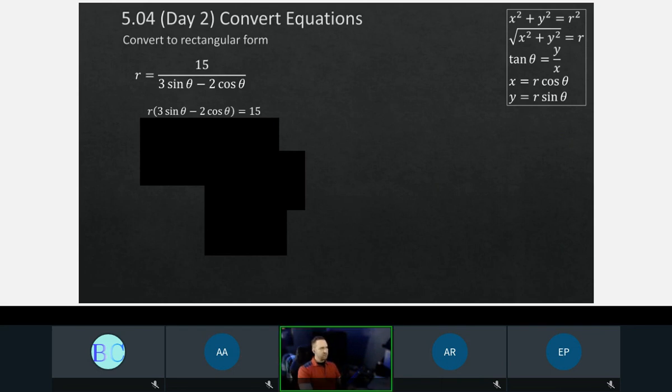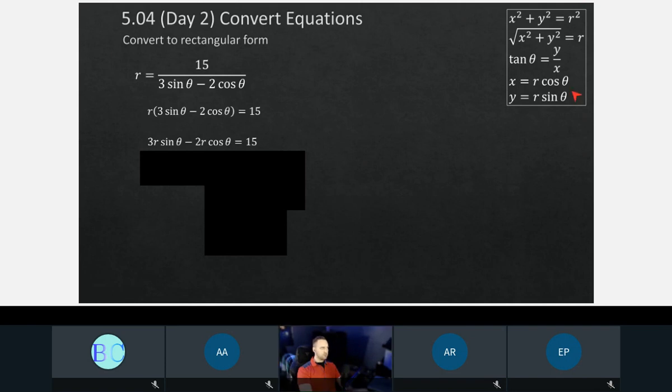That will cancel it out on the right-hand side, and then we're going to have r times the entire piece. And then we need to distribute that r to both terms. So that's how I have 3r sine theta minus 2r cosine theta equals 15. Now, can I use any of these to convert? Put in x and y.